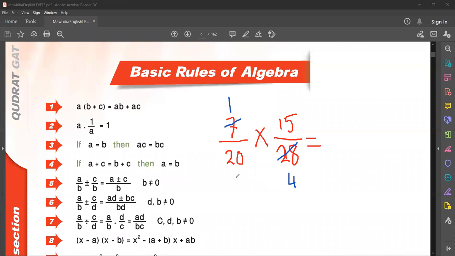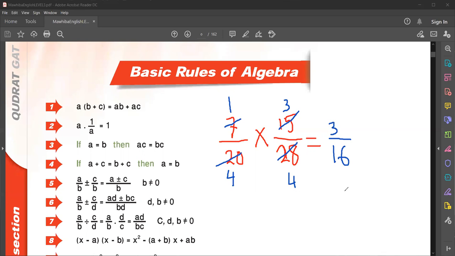Rand Al-Ghanim, are you with me? Then here also divided by 4, 15 divided by 4 equals 3. 20 divided by 4 equals what? Yes, equals 4. I want everyone here to pay attention. 1 times 3 equals 3, and 4 times 4 equals 16. So the answer is 3 over 16.